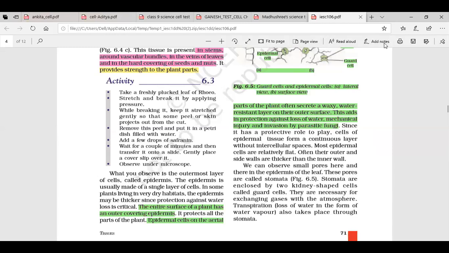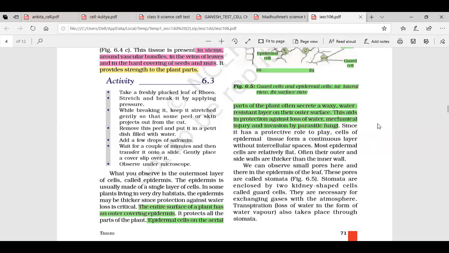That is epidermis. The upper layer of the leaf is made up of epidermis. It often secretes a waxy, water-resistant layer on its outer surface. What does that do? It helps in protection against loss of water. Due to that waxy layer, the water will not move out, so loss of water will be prevented. The water will evaporate slowly, not faster.